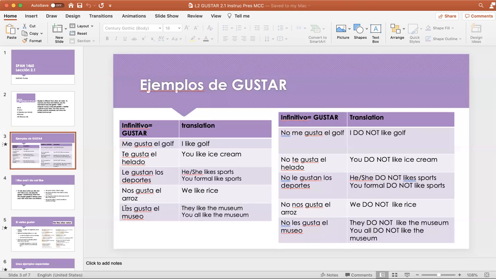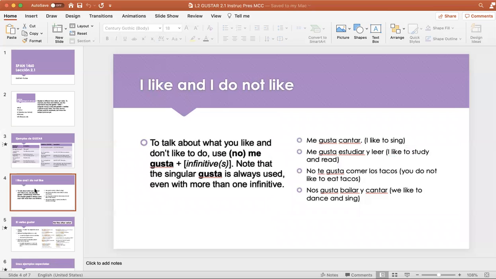And the last example, les gusta el museo. They like the museum. You all like the museum. Again, when we talk about les, we're indicating ustedes and ellos, more than one person. But again, we're using the verbo gustar in the singular, in the gusta form, because we're just talking about one museum. And the negative will be no les gusta el museo. They do not like the museum, or you all do not like the museum. Let's keep on going with some examples to understand this better.